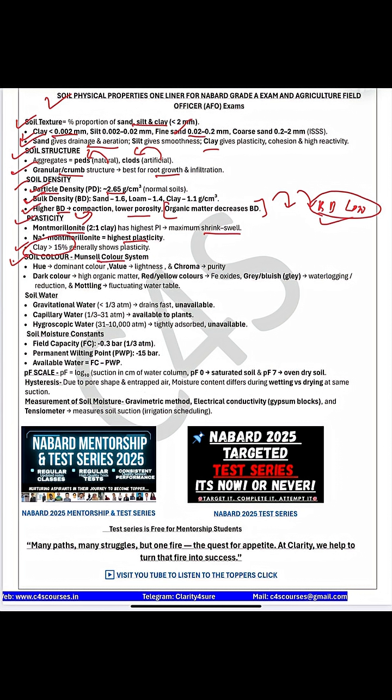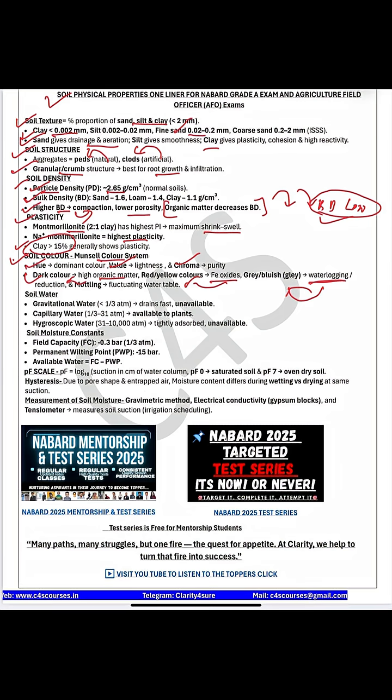Next is soil color. The Munsell color chart is used for soil color identification. It has three components: hue, value and chroma. The presence of high organic matter gives dark color to soil. Presence of iron oxide gives red or yellow color to soil. And absence of oxygen and waterlogged condition gives grayish or bluish color to the soil. Mottling represents the fluctuating water table.